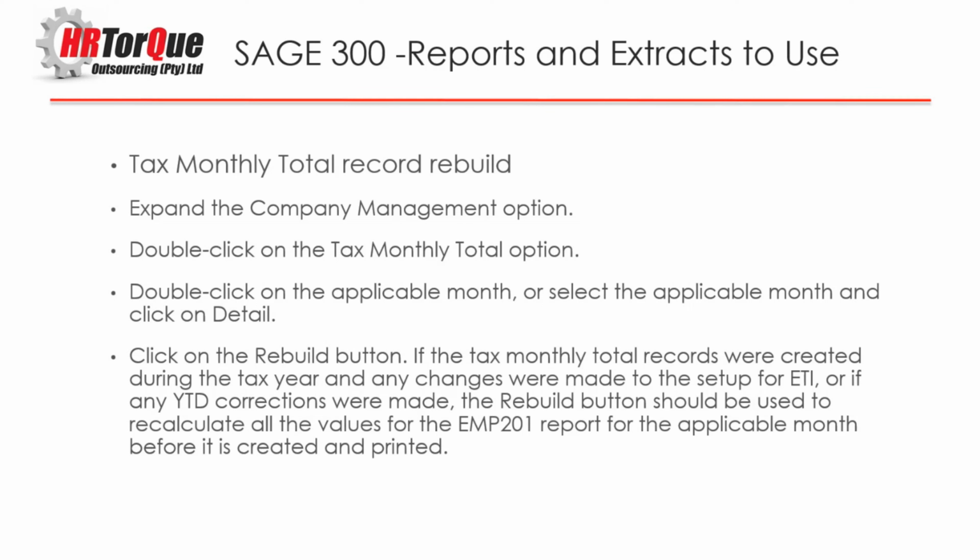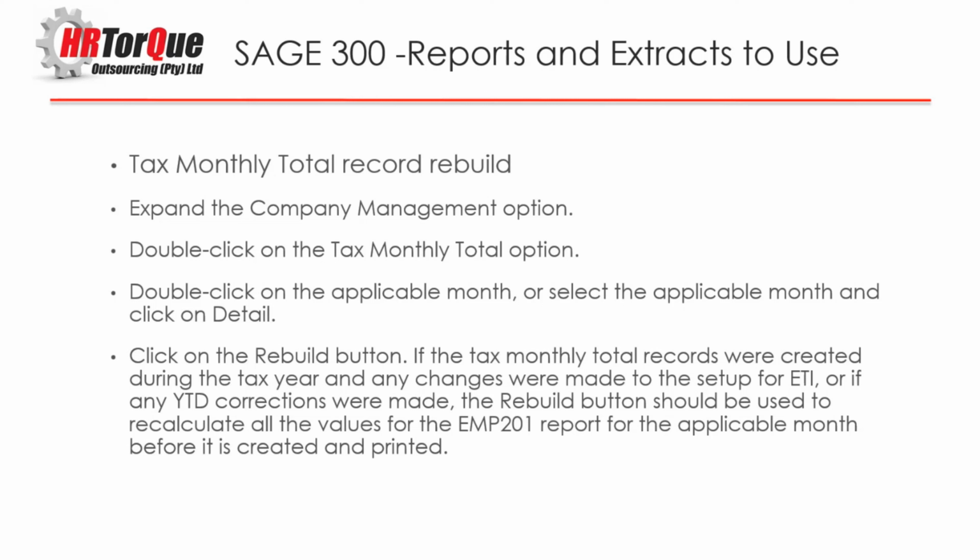As we spoke about a little bit earlier, the tax monthly total, if we ever need to rebuild it, for argument's sake, payroll got closed, but something happened afterwards, and you change somebody's rate of pay, or you paid them a little bit extra of something, and it impacted your EMPSA or your EMP501, you would need to go back and do a tax total rebuild. So in the company management options on the left-hand side, you would open up the tax monthly total. You would click on the applicable month with the applicable tax reference number and go to the detail of that, by double clicking it or clicking on the detail.